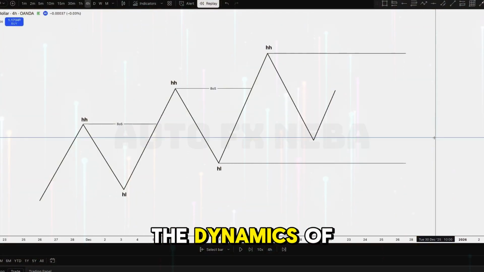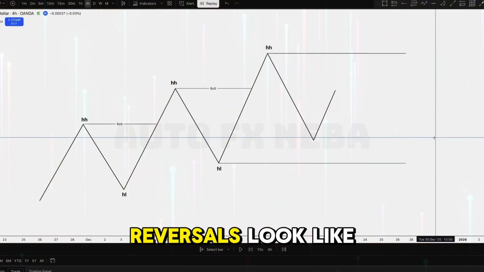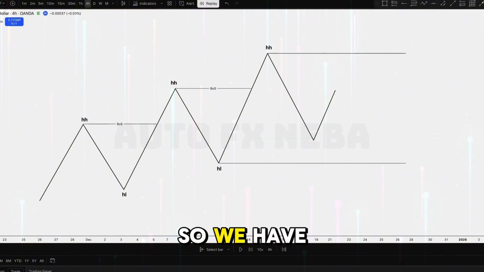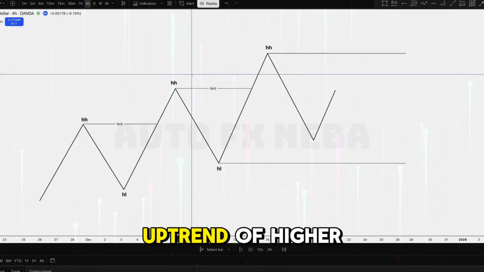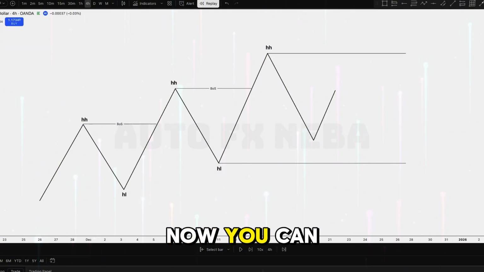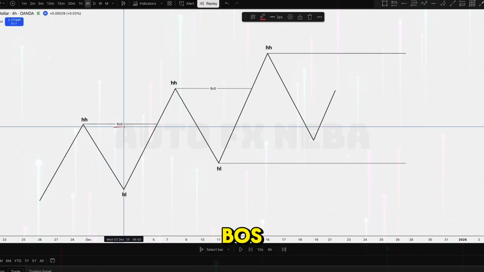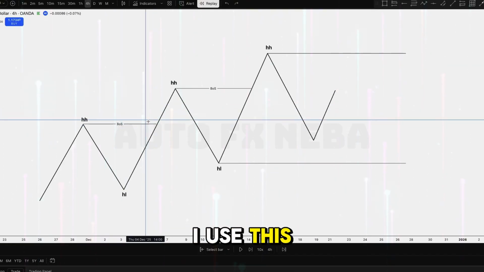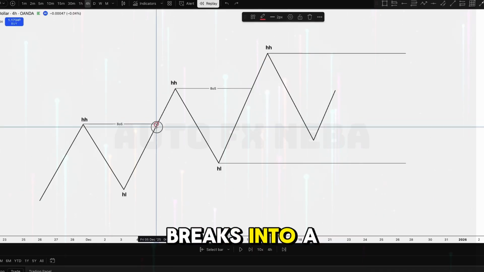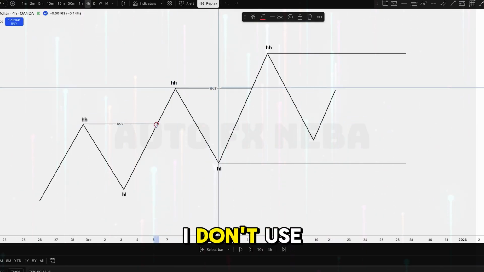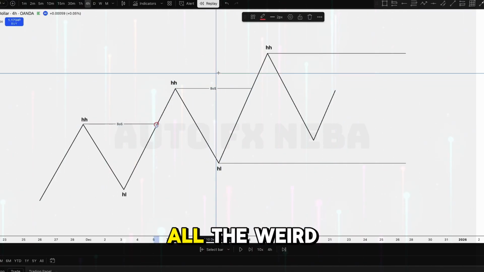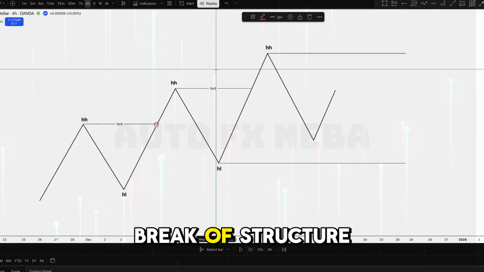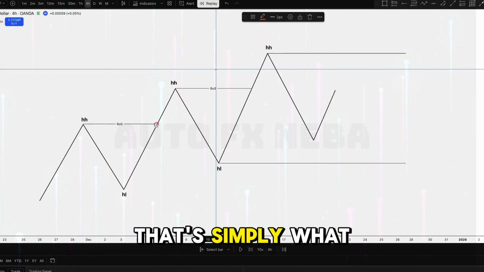All right, let's talk through the dynamics of this then, and also what reversals look like in these markets. So we have here a clearly plotted uptrend of higher highs and higher lows. Now you can see I've drawn this little tool on that says BOS. This means break of structure. I use this term when structure breaks into a new high or a new low. I don't use CHoCH, MSS, all the weird things that people use. It's a break of structure. Structure broke, so that's simply what we call it, okay?